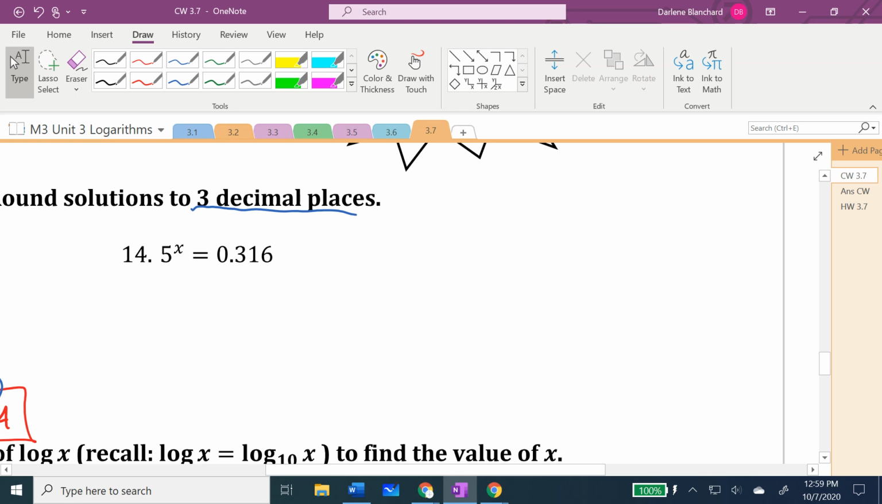Here we go. Just like with number 13, you're going to log both sides, but know that you are logging with base 10. You're not logging like cutting a tree down.